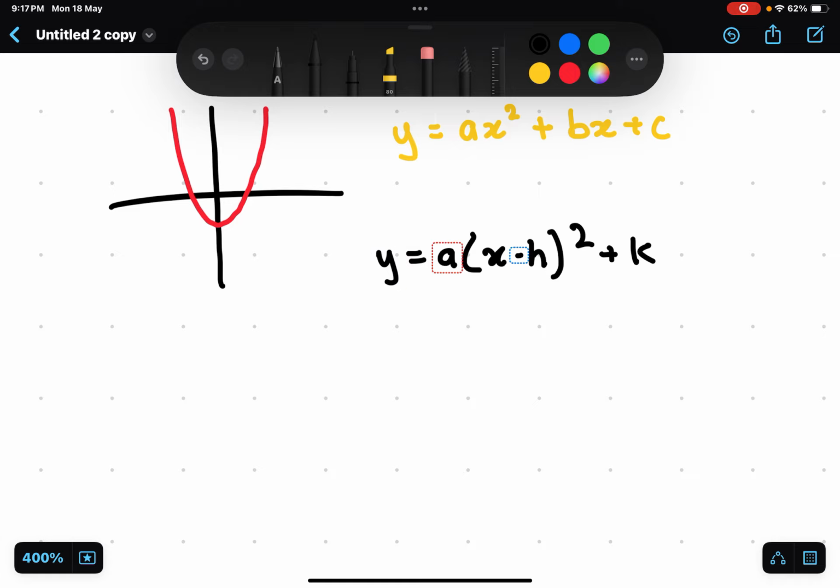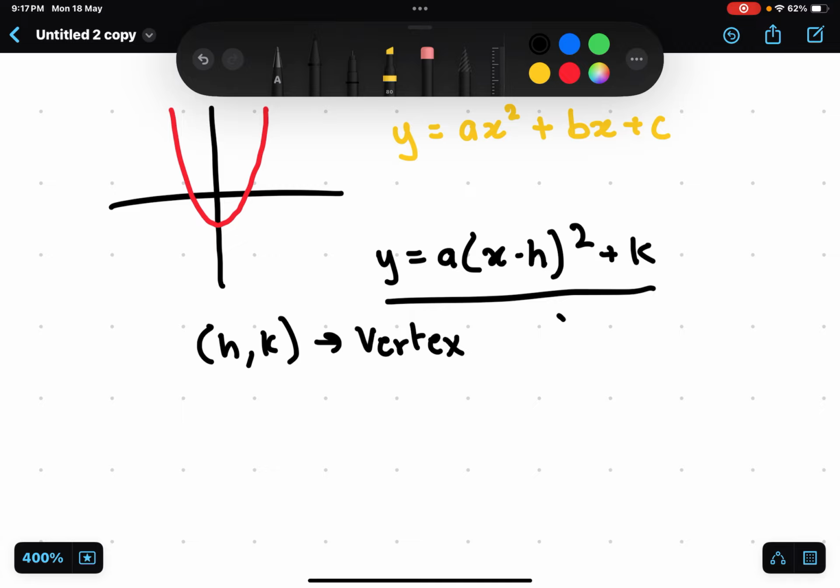Now let's look at each component over here. Let's look at h and k to start with. Basically, (h, k) is our vertex, which is why this is called the vertex form. This is the vertex form because h and k represent the vertex.